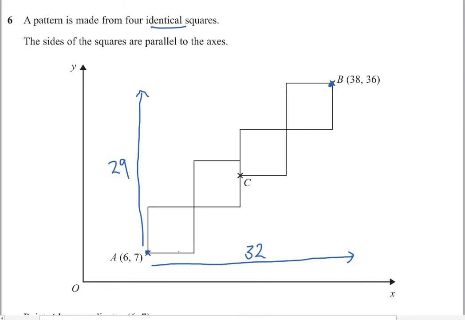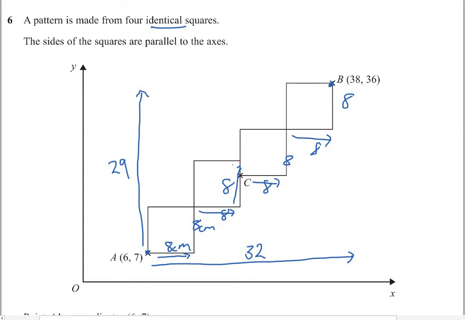Now, along the bottom, we just go along 4 sides of the square. So we go along here, along here, go along here, which tells us that the side of the square must be 8 centimeters. But that also means the height is 8 centimeters. So this is 8, 8, 8, and so on.